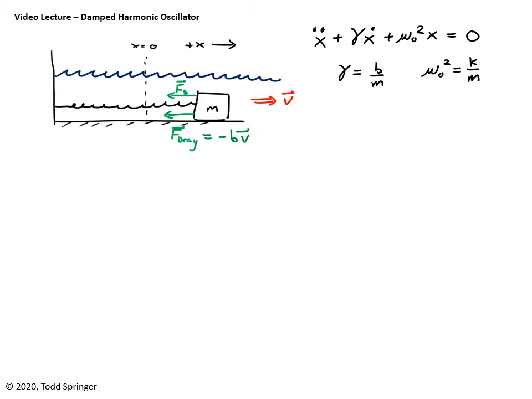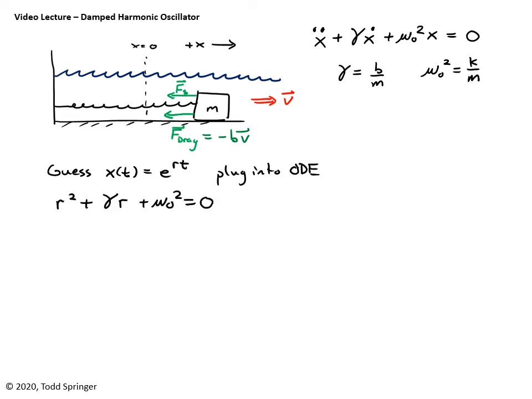Okay, so let's solve it. Usual techniques. Guess x of t is e to the rt. Plug into the ODE. We get the characteristic equation right there. And now let's solve it. So it's a quadratic equation. r is equal to minus gamma plus or minus the square root of gamma squared minus 4 omega 0 squared, all over 2.